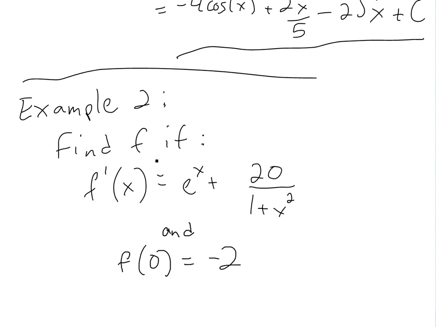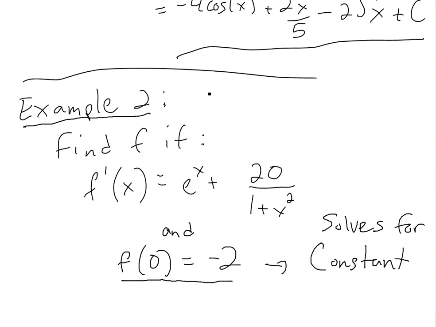Okay, so now let's look at example 2 here, which basically states: find f, or the antiderivative of this f of x function, if the derivative of f of x is equal to e to the x plus 20 divided by 1 plus x squared, and f of 0 is equal to negative 2 here. And this initial value that we're given here will help us to solve for the c, or the constant here, so we can solve for it.